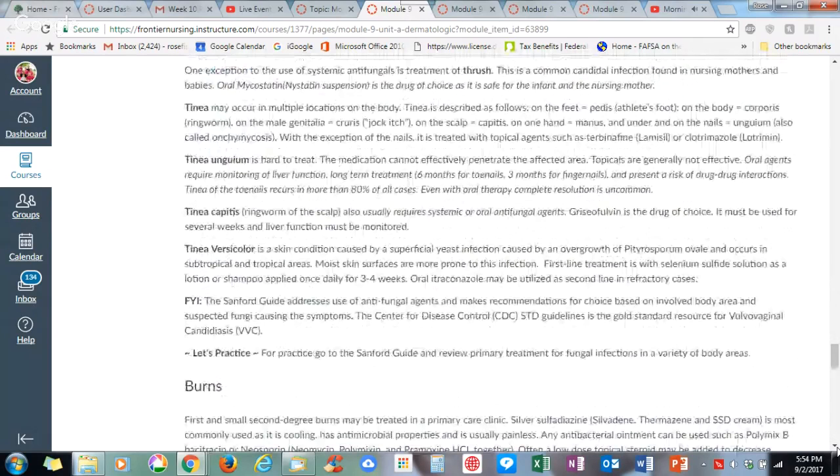This is a common candidal infection found in nursing mothers and babies. Oral mycostatin, which is a nystatin suspension, is the drug of choice, as it is safe for the infant and the nursing mother. Tinea may occur in multiple locations in the body.